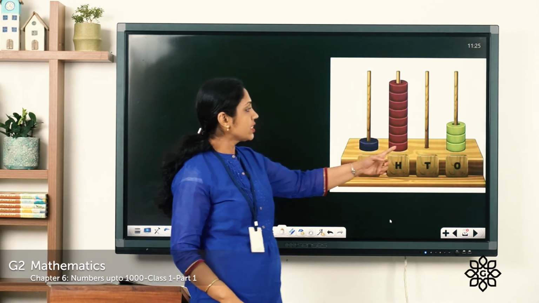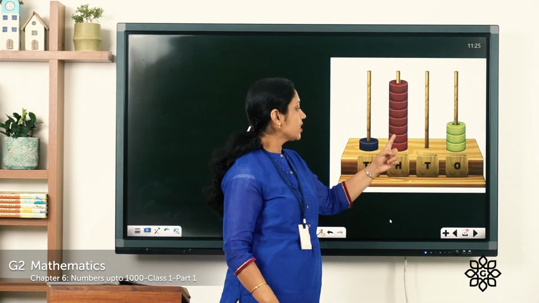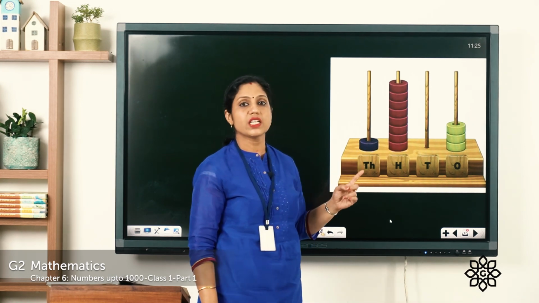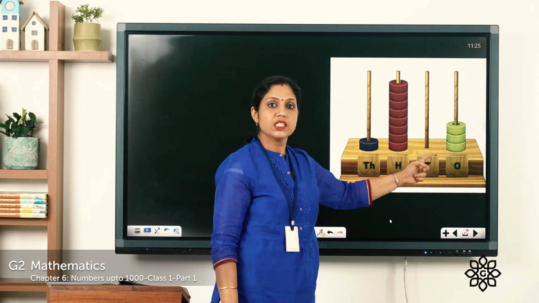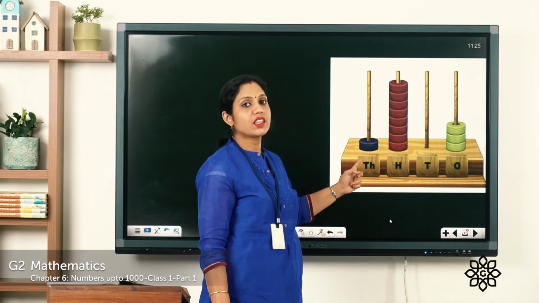So here also you can see ones, tens, hundreds, 1000. 1000 is represented by TH. So how do we read it? Ones, tens, hundreds, thousands.